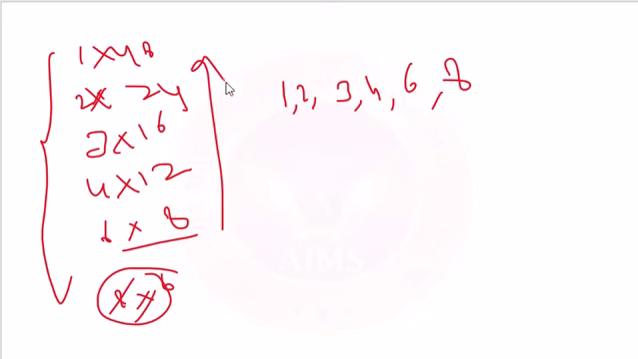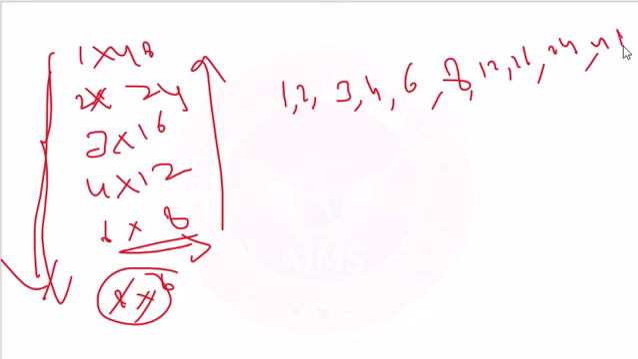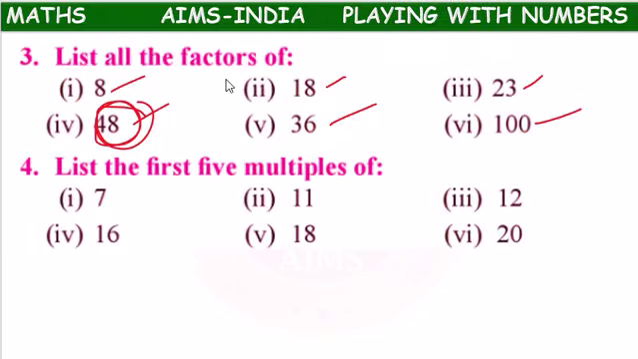So what are the factors? Starting from here: 1, 2, 3, 4, 6, then 8, and from here upwards: first downwards, next right side, next upwards. 8, after that 12, 16, 24, 48. That's all. These are the factors. So you can find factors for the remaining numbers.